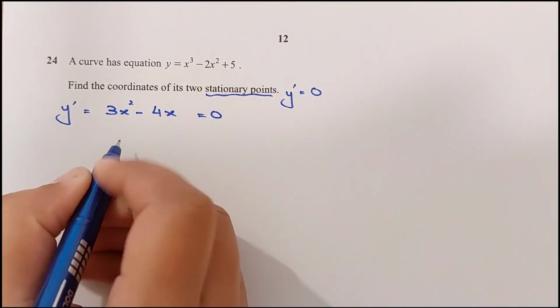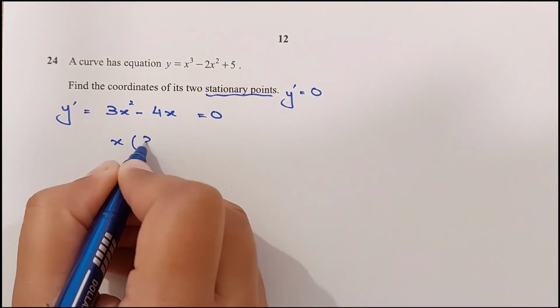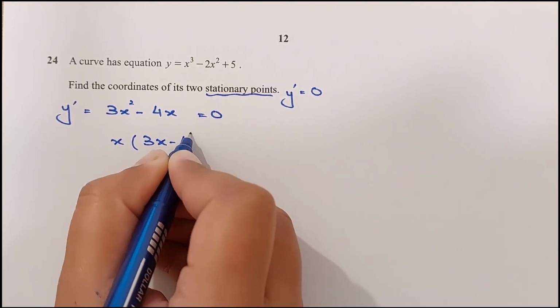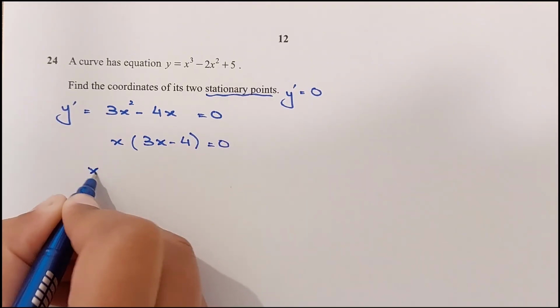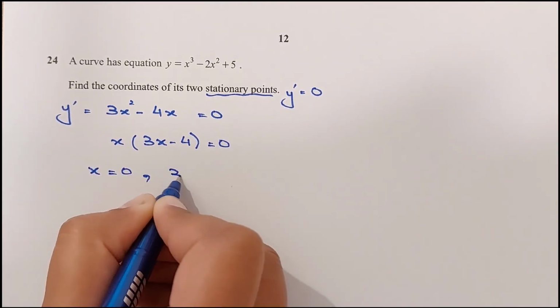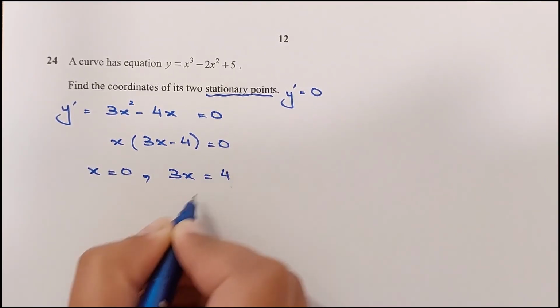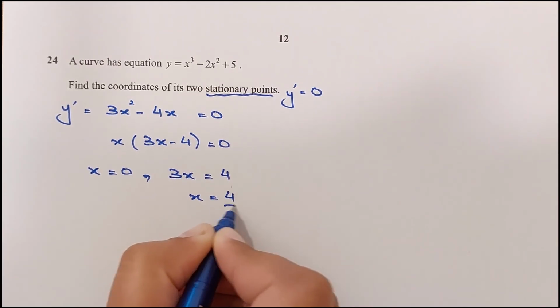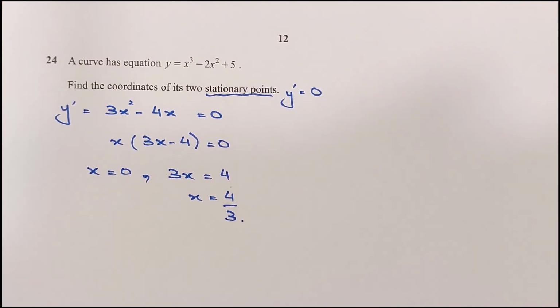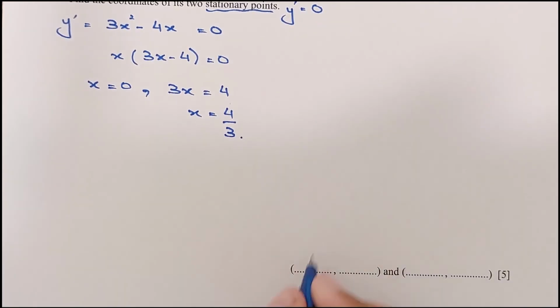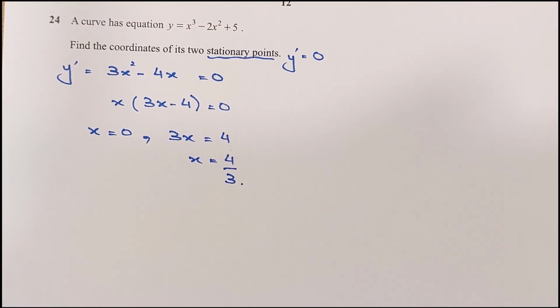Solve for x. Let me take x common. We have x times 3x minus 4 equals 0. So x equals 0 and 3x equals 4, and from here x equals 4 by 3. So we have two values for x, that is 0 and 4 by 3. Let me find the corresponding y values by substituting the x values one by one into the curve.